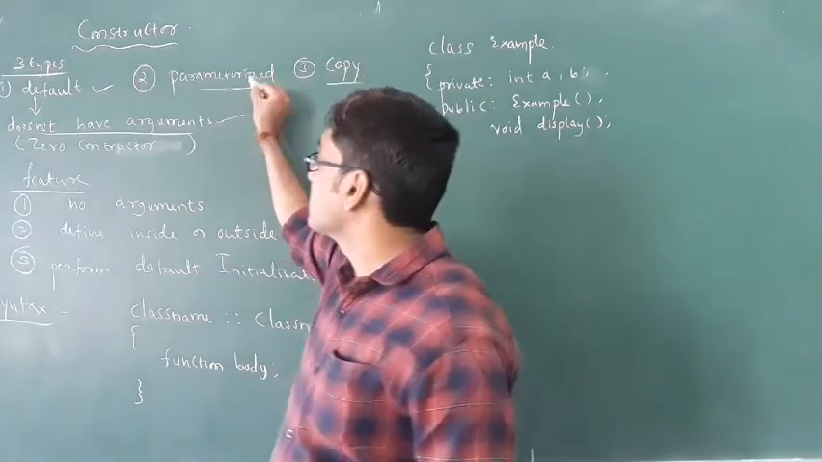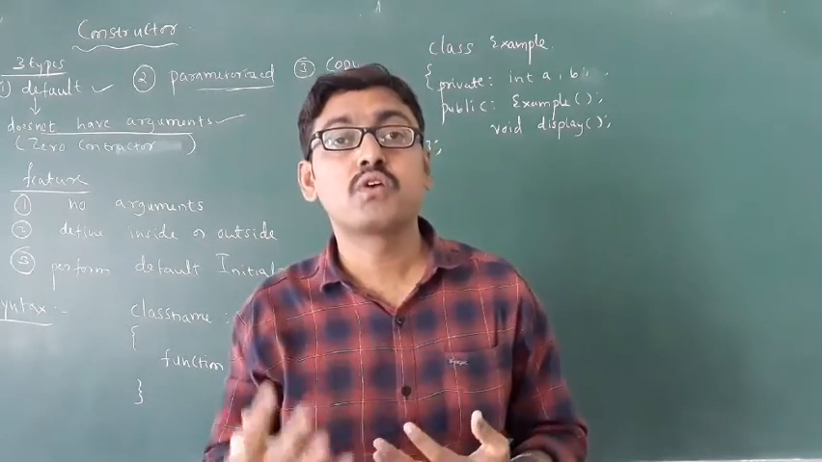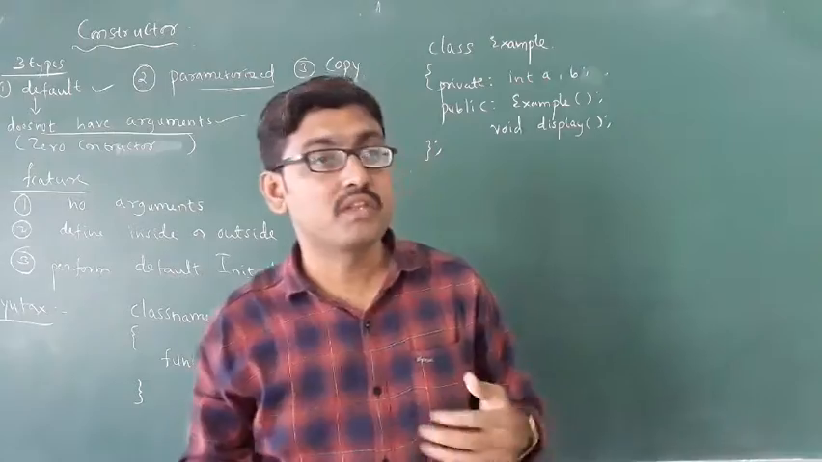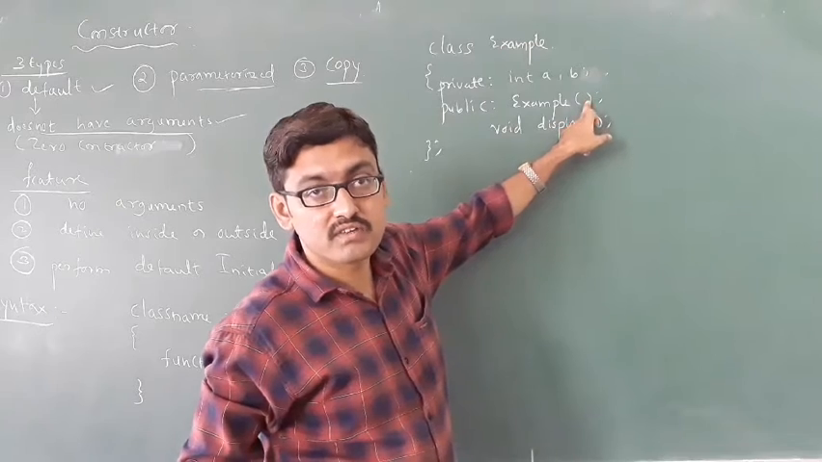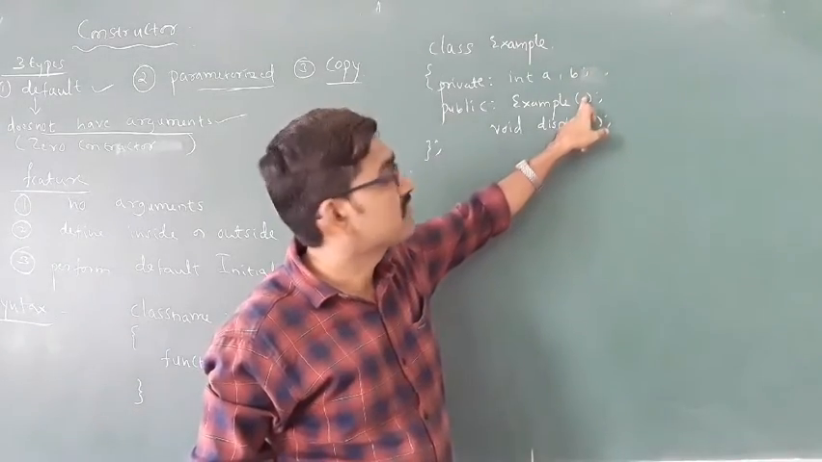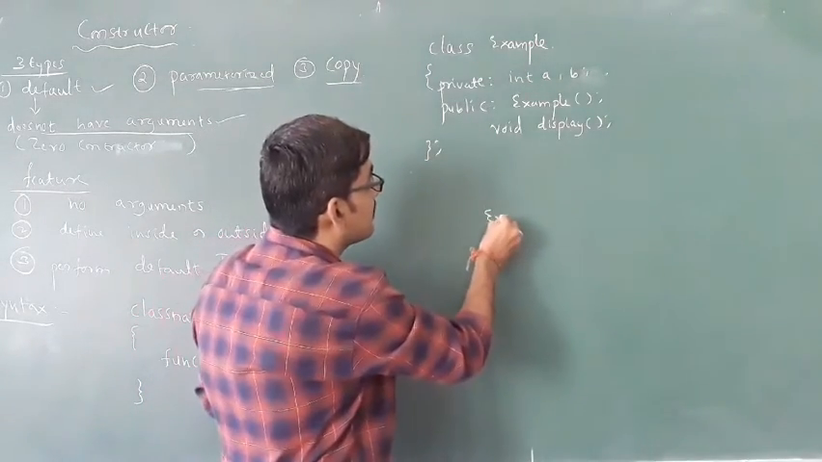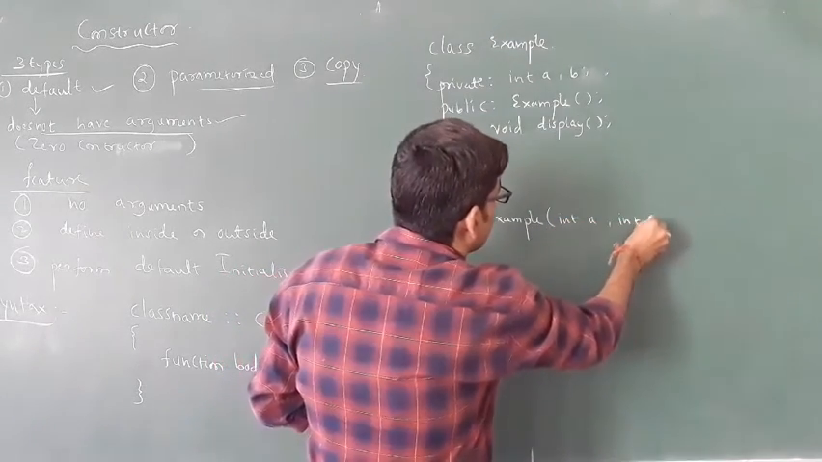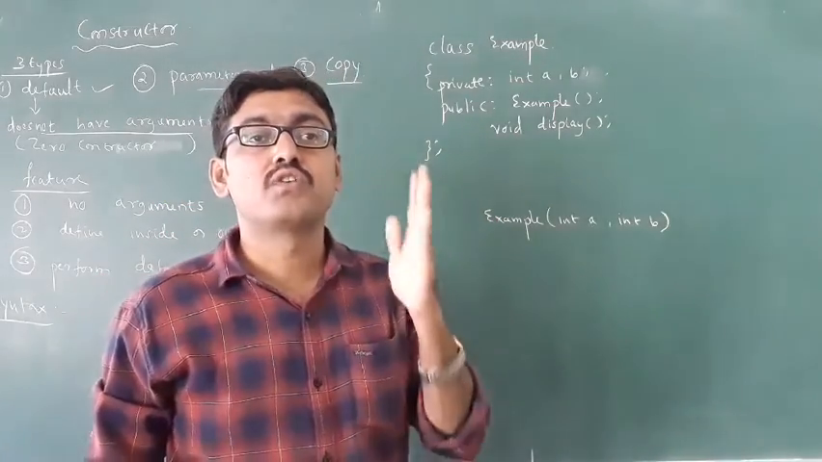Then what is a parameterized constructor? A parameterized constructor means the constructor which has parameters, two or more parameters or arguments. Where do we write the arguments? You have to write them here in the constructor. If the constructor does not have any arguments, that is nothing but a default constructor. If you write example(int a, int b), this is called a parameterized constructor, which has two or more arguments.